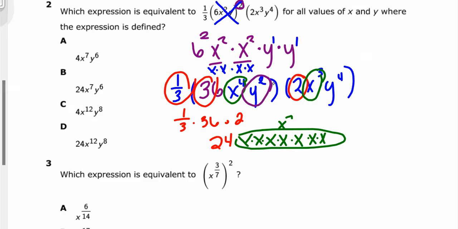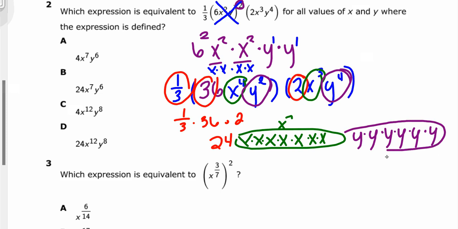Okay, then I have y to the 2nd times y to the 4th. So that's y times y times y times y times y times y. And all of that's going to give me y to the 6th. So my final answer would be 24 times x to the 7th times y to the 6th.